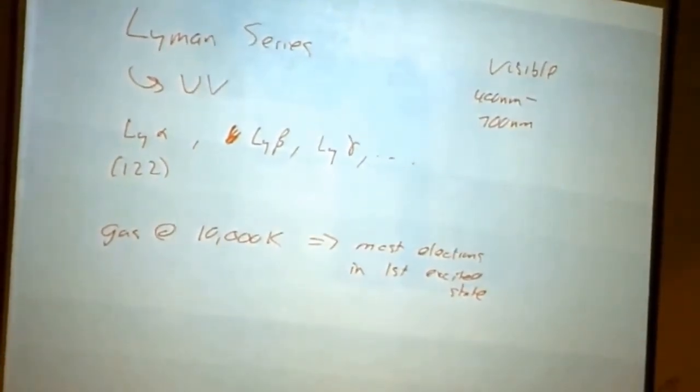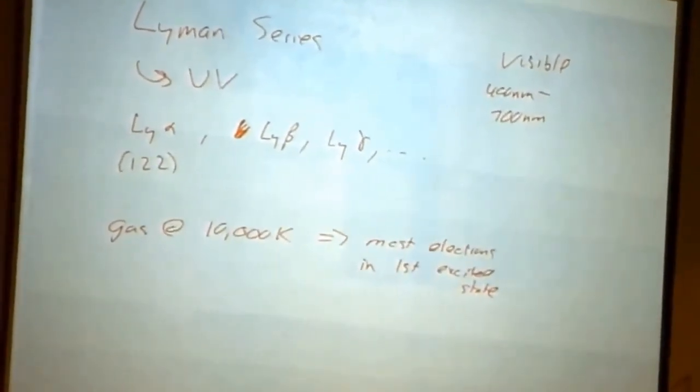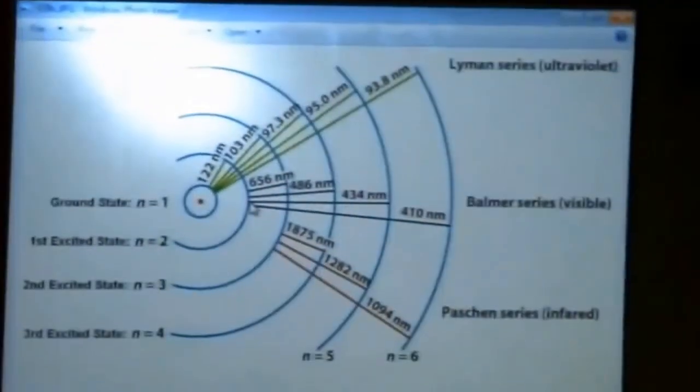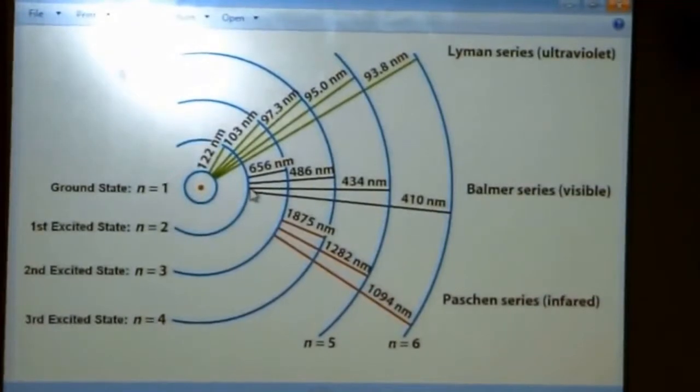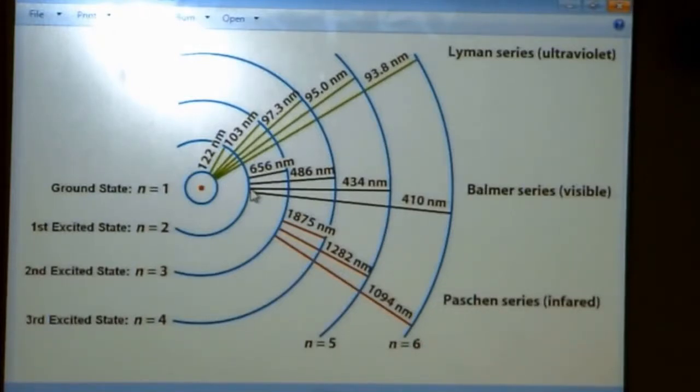So in that kind of scenario, a hot gas, most of the electrons will already be up in that first excited state. And so then if light passes through, you're launching from the first excited state to the second, the first to the third, the first to the fourth. And these are lower energy transitions because you're already farther away from that central charge. And lower energies, lower frequencies, longer wavelengths, and these come out in the visible. 656 nanometers is red light.